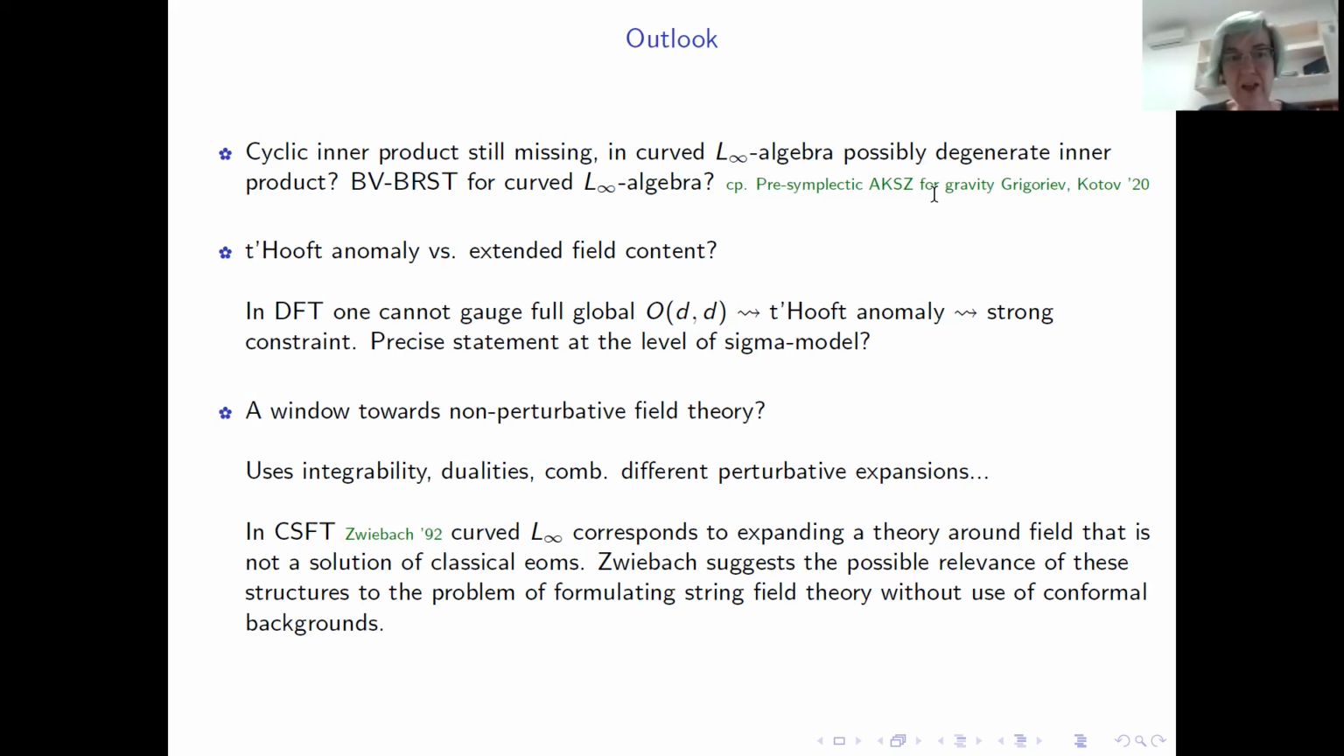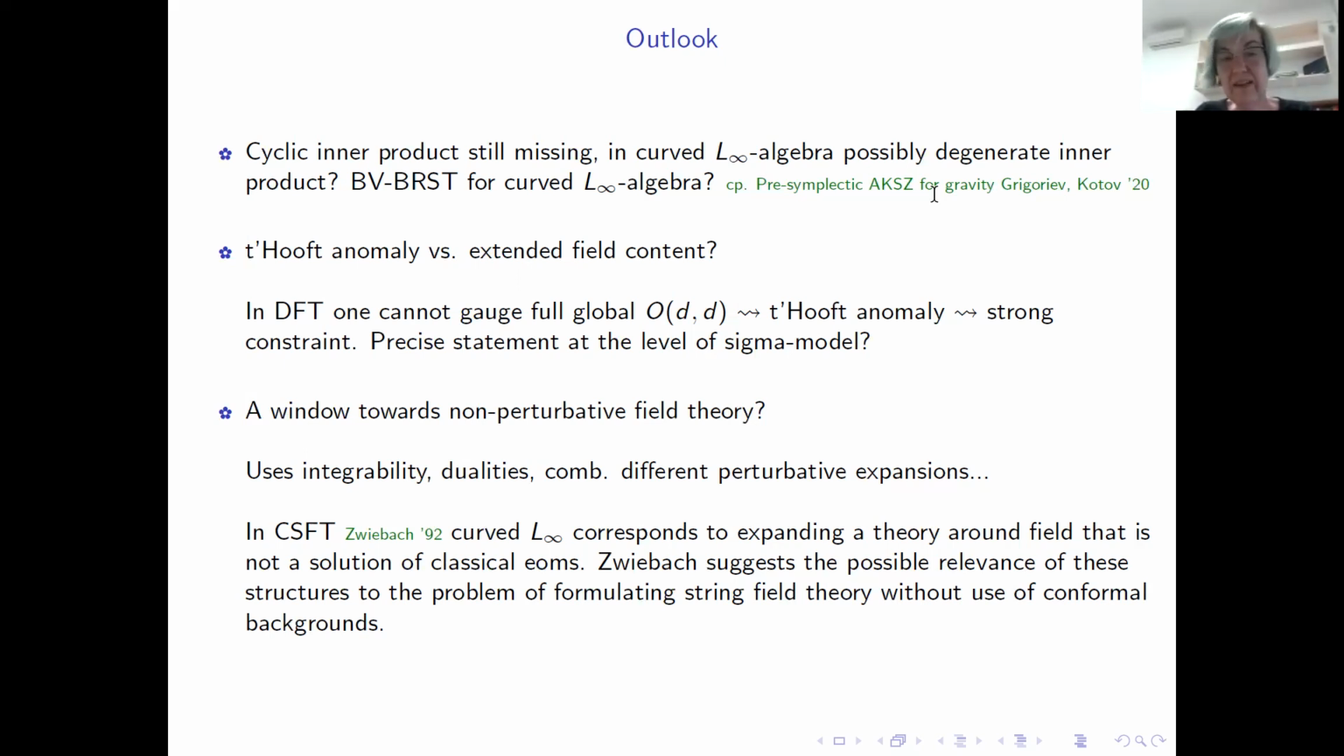Here, I just want to quote Zwiebach on the meaning of this curvature or curved L-infinity algebra. In the context of closed string field theory, Zwiebach claims that you should think of this curvature as expanding your theory not around a solution of the equation of motion. You move it by a constant shift, and then you expand there. I mean, you can always do that. It just sounds stupid, because your expansion is way more complicated since you will get terms that usually don't cancel.